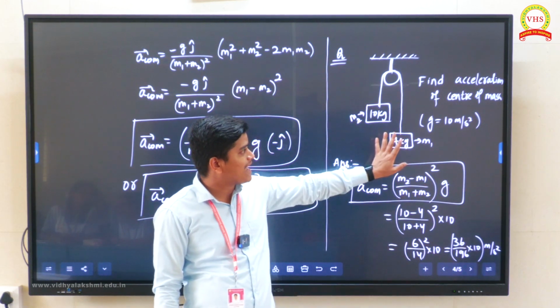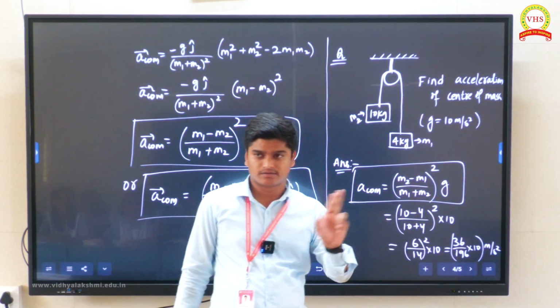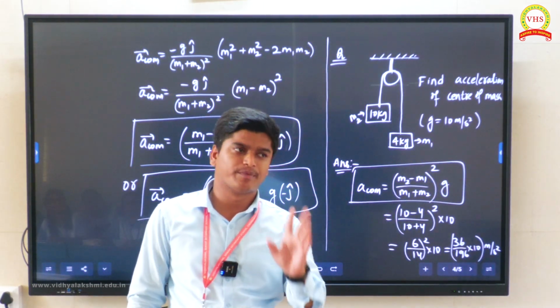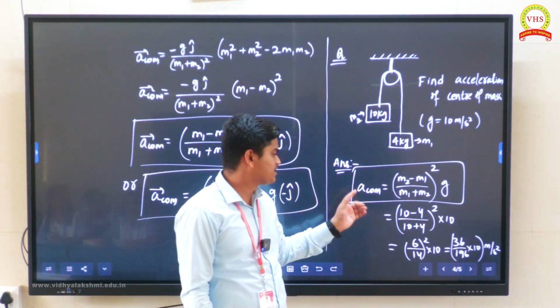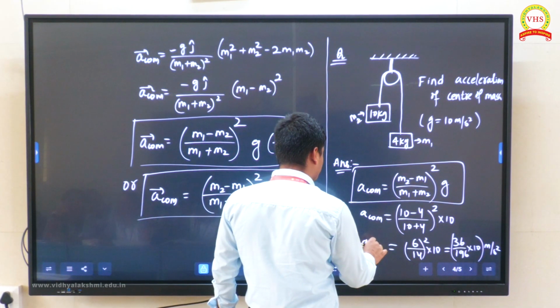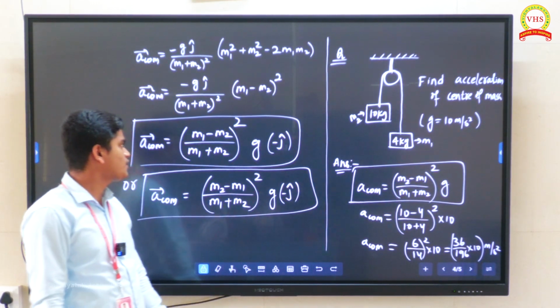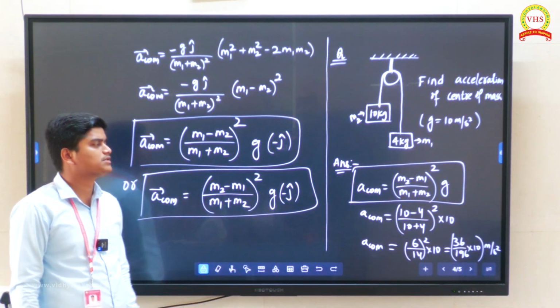If in this case they ask what is the acceleration of each block, then the square will not be there. That one you remember. Okay. But if they ask the acceleration of center of mass, the square will be there. That is what we derived here.